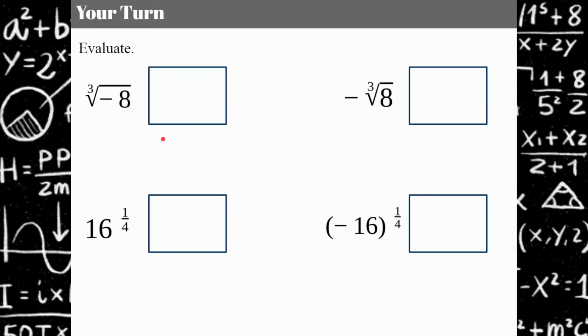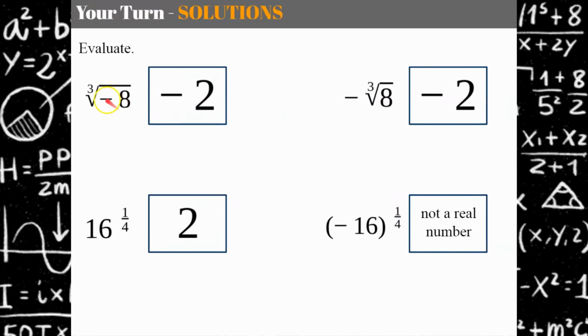Welcome back. Let's see how you did. So for the cube root of negative 8, it's negative 2, because negative 8 is negative 2 in parentheses cubed. Negative 2 times negative 2 times negative 2. I'm going to jump over to this one. The cube root of 8 is 2, but because this negative is outside, think of this as a negative 1 times the cube root of 8. So that means that the solution here is negative 2.